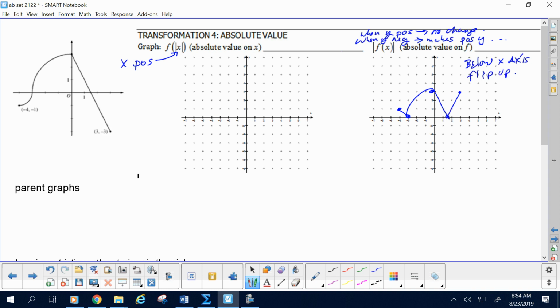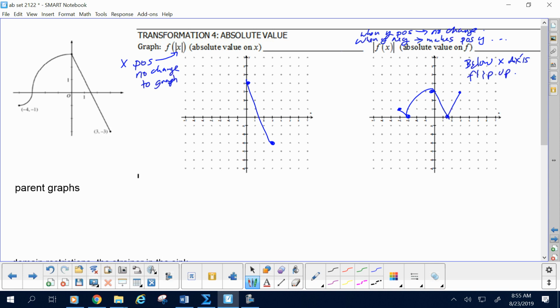Nothing. It has no effect. I can ignore it. So when x is positive, no change to the graph. Now let's do that part first then. So what part of the graph will be exactly the same? From 0 to 3. So the whole right side of the graph, no change. And all those points on the absolute value didn't change the sign of x, no big deal.